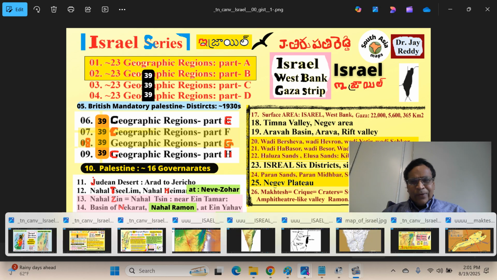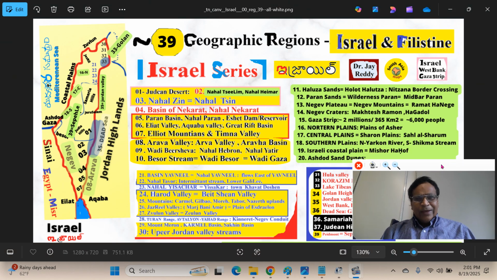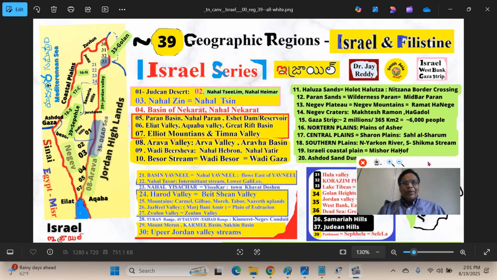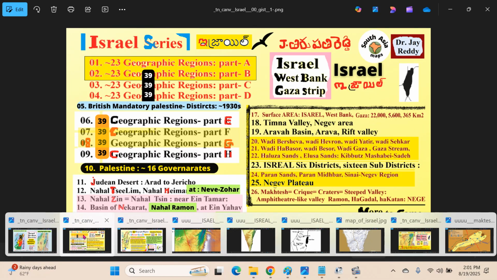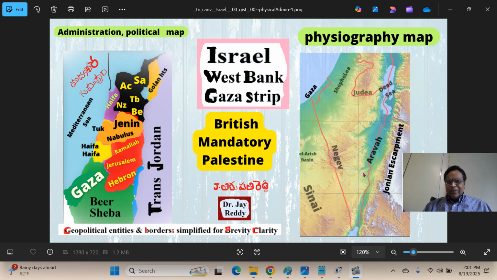I have posted all these 40 or so geophysiographic regions of Israel. You can stop here and take a look at them. They're all there at one point. We are talking about the basin of Nahal Nekarot, that is the Nahal Ramon. Physiographic maps will give you a better understanding of the inhabited region, mountains, rivers and gorges, rather than two-dimensional political maps.